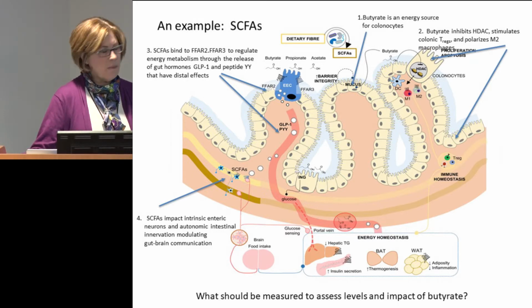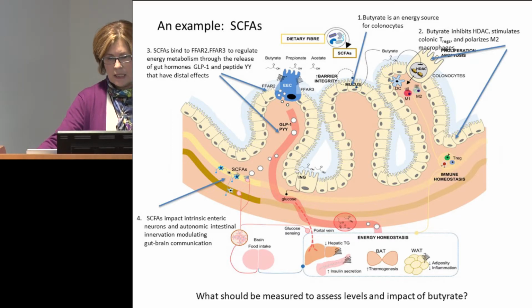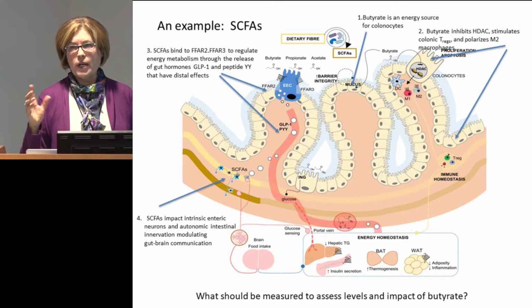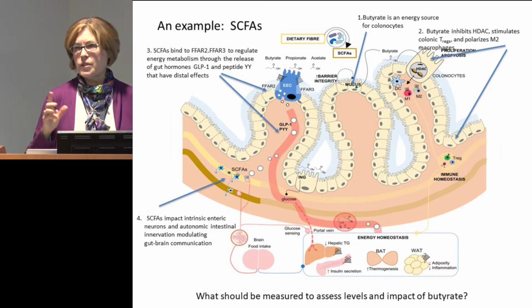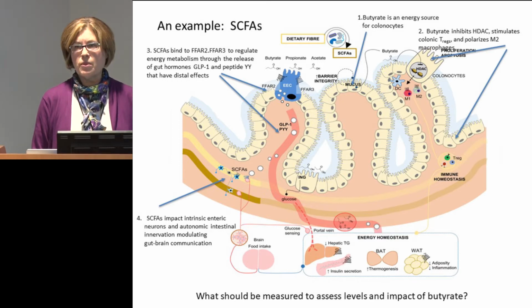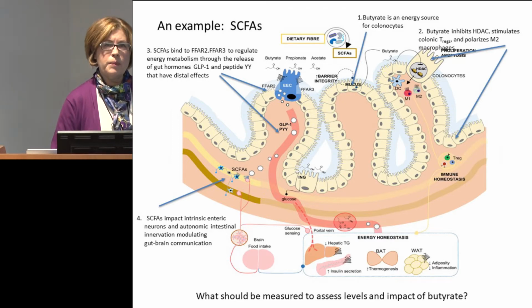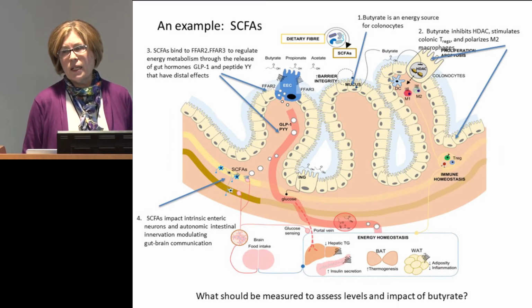short-chain fatty acids impact intrinsic enteric neurons, and autonomic intestinal innervation modulates the gut-brain communication. Is this something we should be looking for? Could we be looking for signaling molecules in the serum? These are all open-ended questions. I'm not even going to attempt to provide an answer. But the point of this really more is that here are examples of a metabolite that I think we would all agree is important. And yet, I think we struggle with what do we measure.